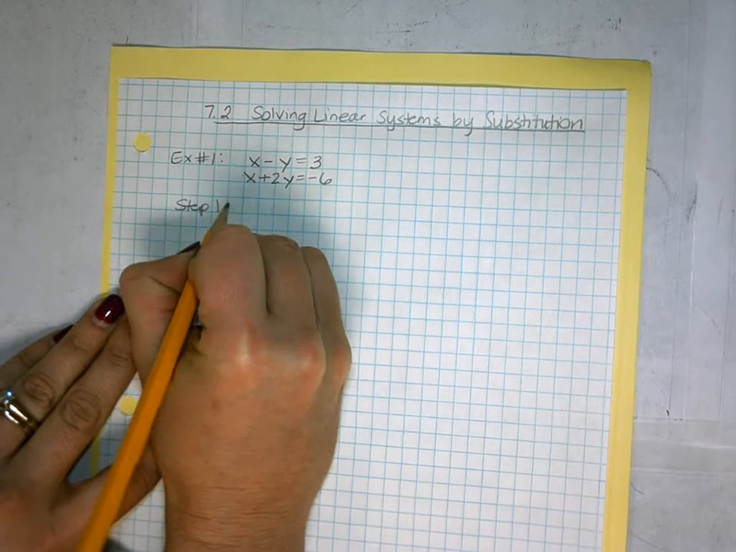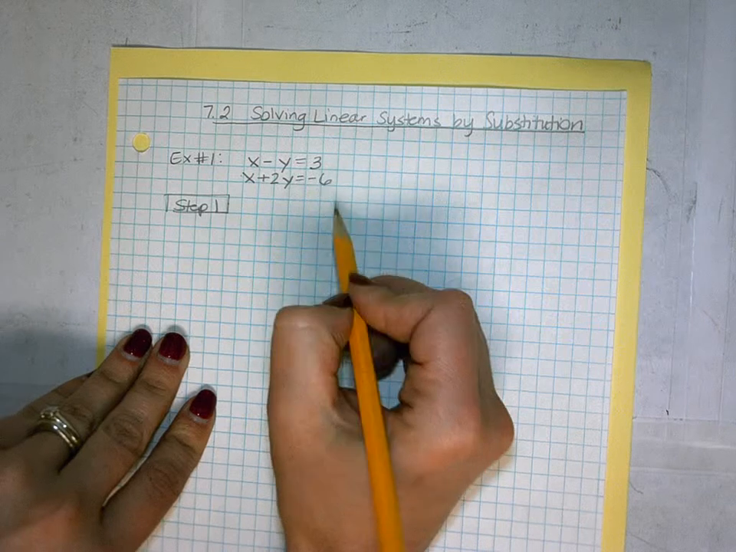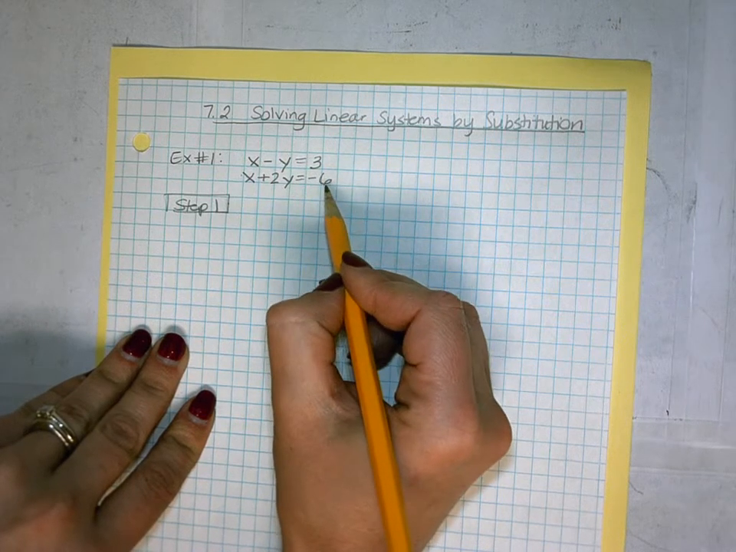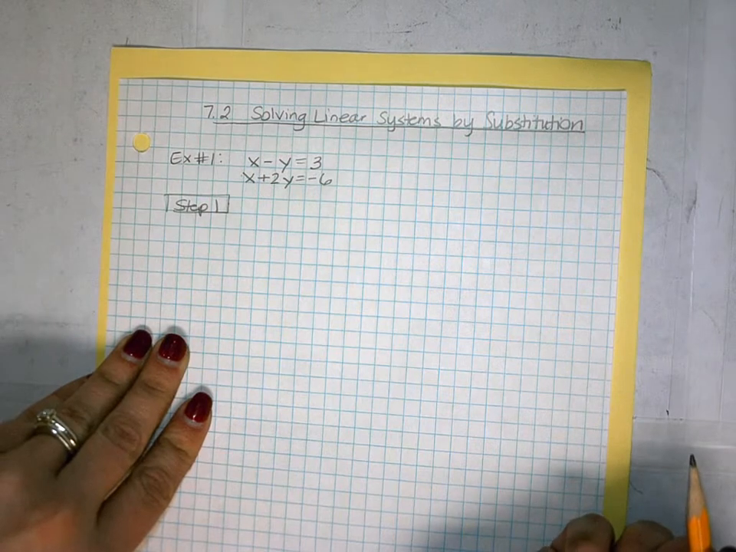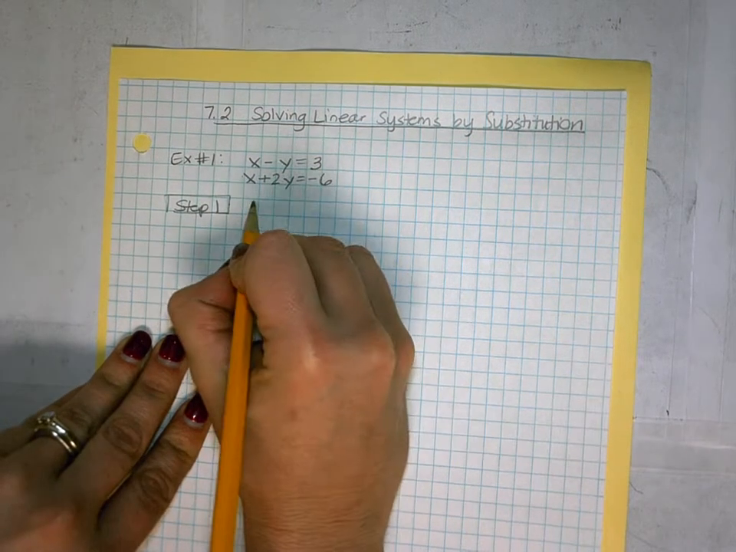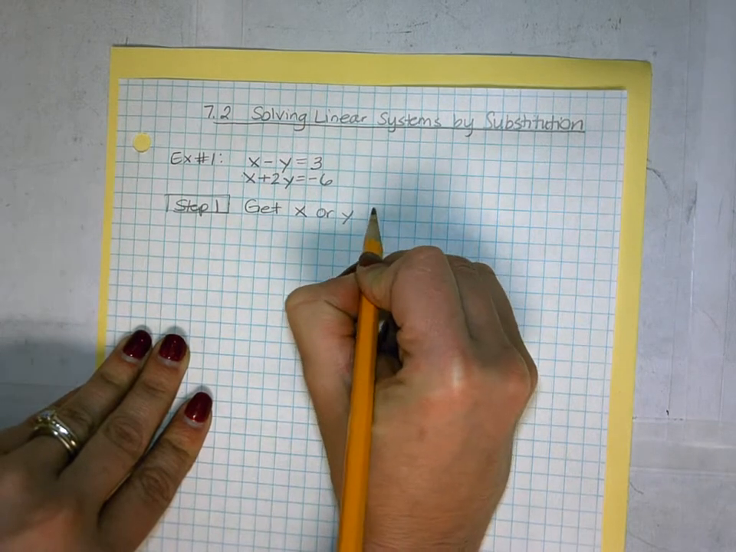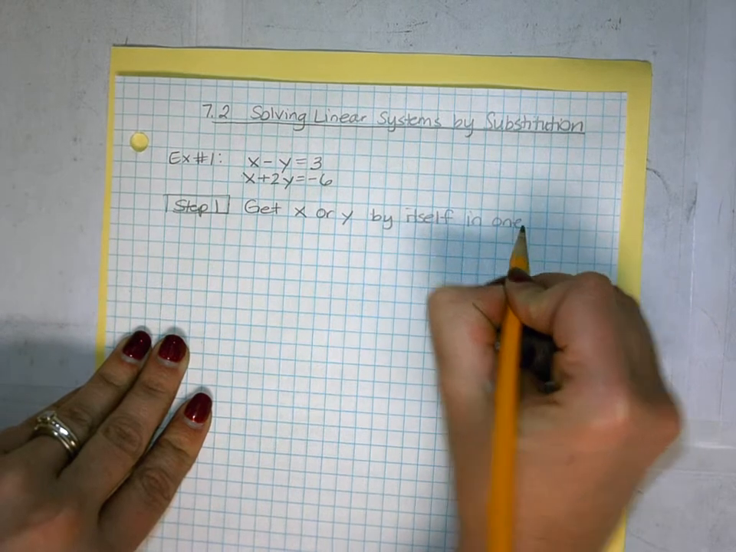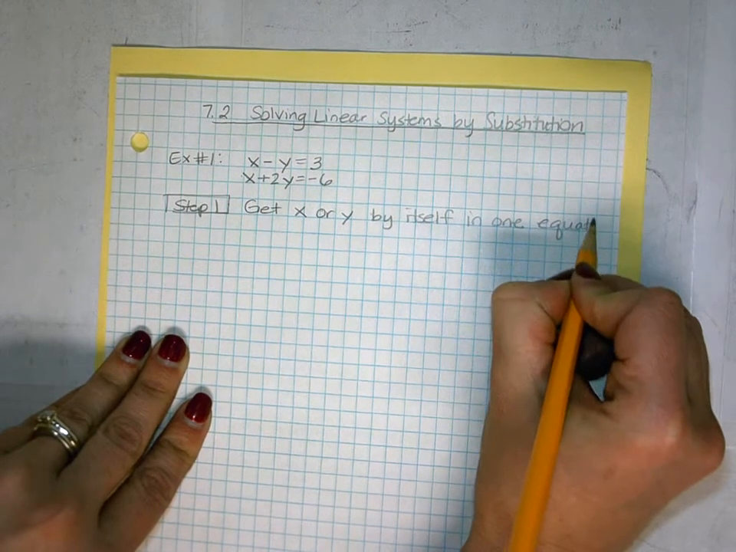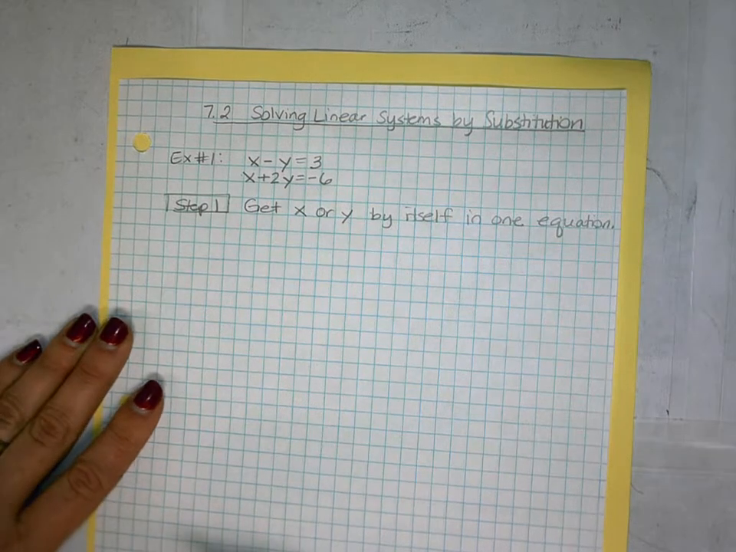So here's my step 1 of what to do. On either equation, get x or y totally by itself, and it doesn't matter which equation you use. So I'm going to give you the instructions. Get x or y by itself in one equation. It doesn't matter which one.